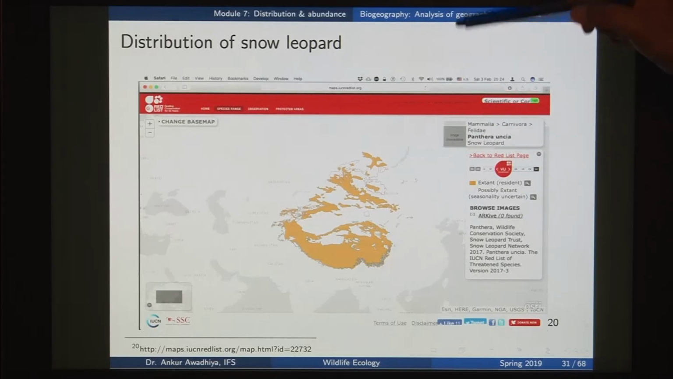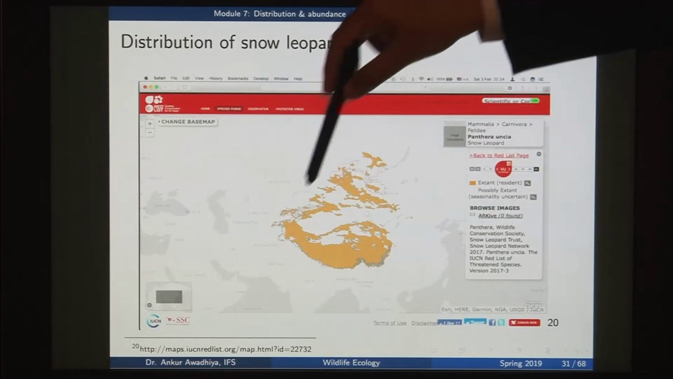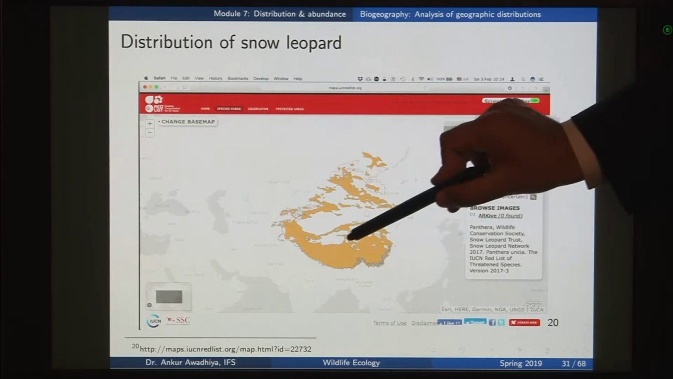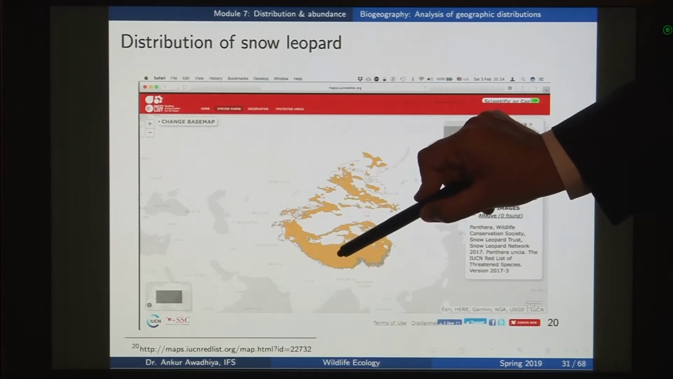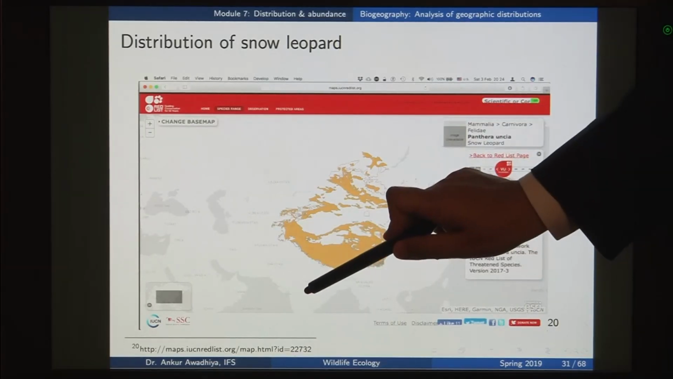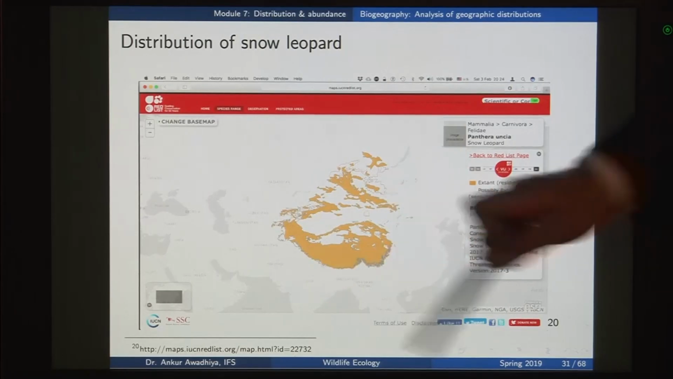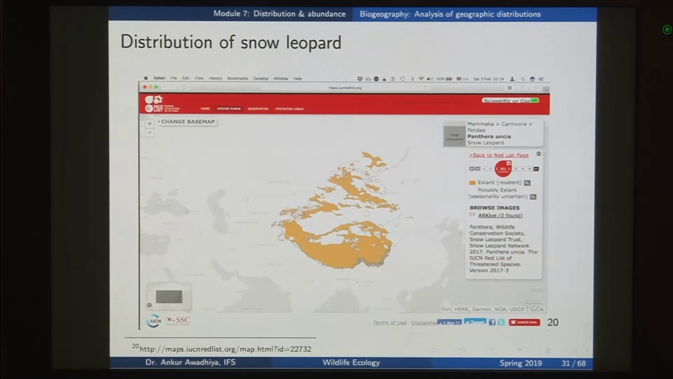So, here again you are asking two questions. If this is the distribution of snow leopard, why is snow leopard found here? That is the first question. And the second question is, why is snow leopard not found here? And once you have both these answers, then you can understand the distribution of any particular species.